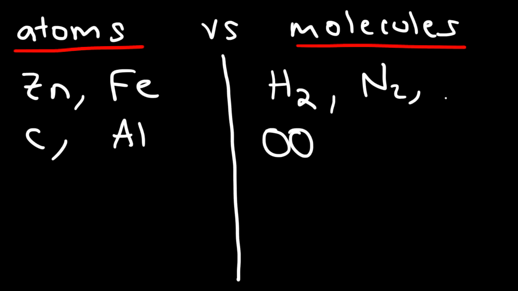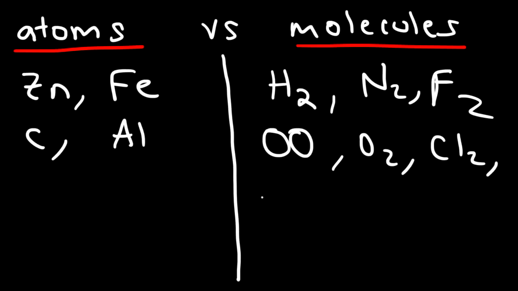Nitrogen is also a diatomic molecule. It's a molecule that consists of two atoms. So is fluorine, which exists as F2. There's oxygen gas, O2, chlorine gas, Cl2, and then liquid bromine, Br2, and solid iodine, I2. So these are all molecules.